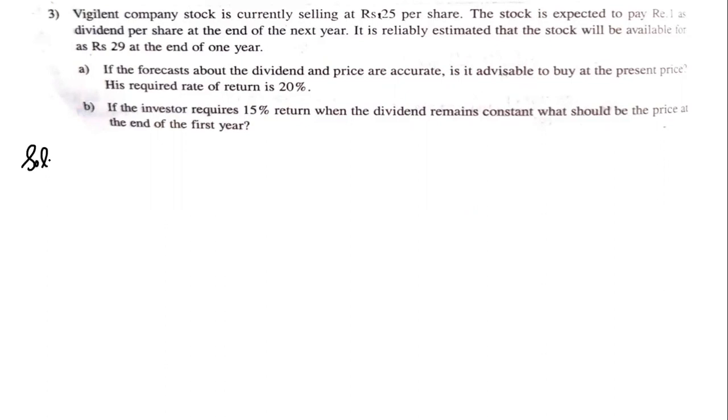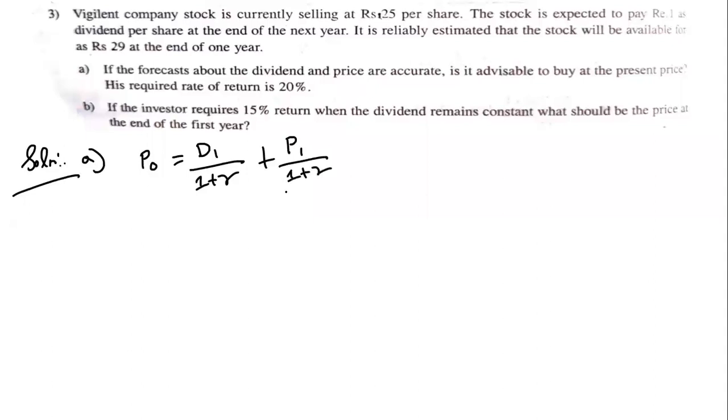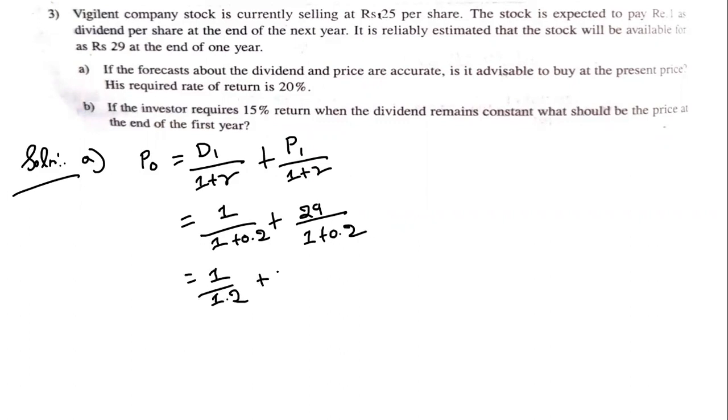So solution, A. To calculate the price, we use the formula P naught is equal to D, that is dividend, divided by 1 plus R, plus P, that is the ending price, divided by 1 plus R. So in this problem, D is 1, that is dividend, divided by 1 plus 0.2, plus P, the price of the share at the end of the year, is 29, divided by 1 plus 0.2. So it will be 1 divided by 1.2 plus 29 divided by 1.2.